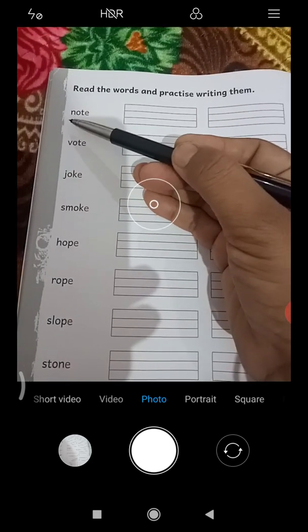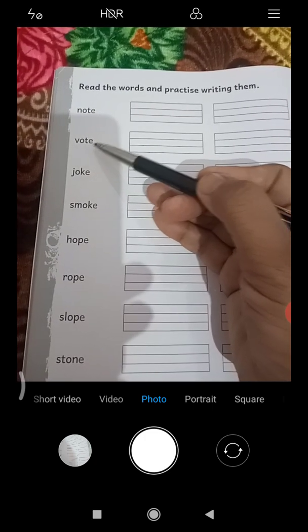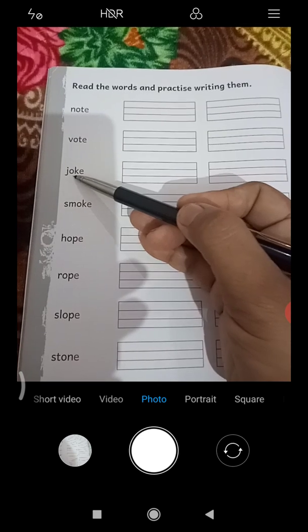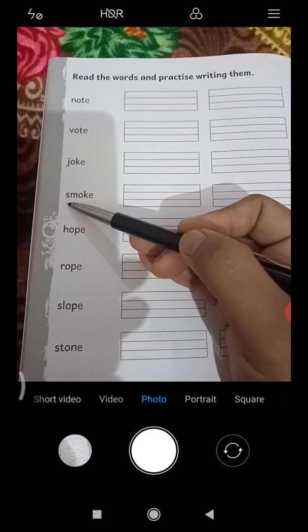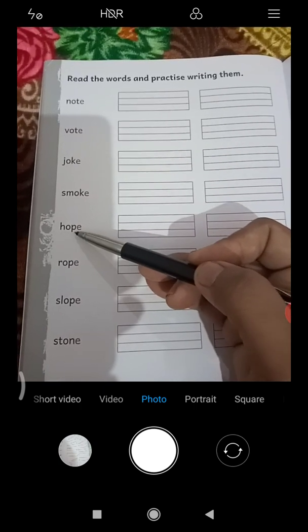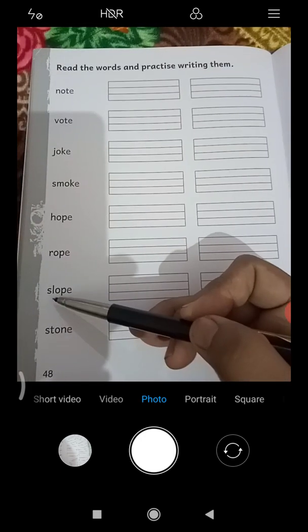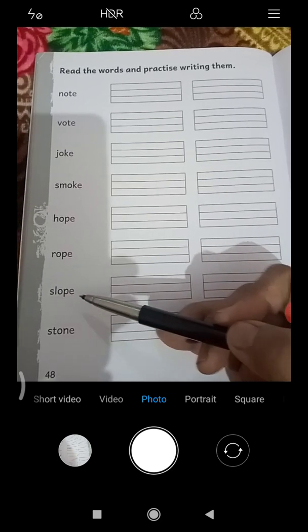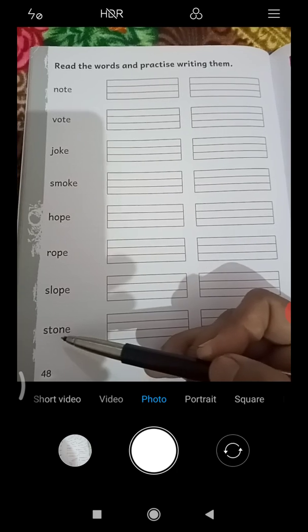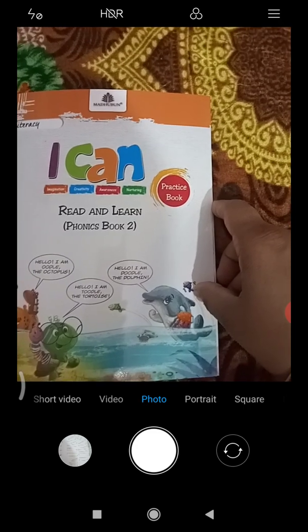Students, read after me. N-O-T-E, note. V-O-T-E, vote. J-O-K-E, joke. S-M-O-K-E, smoke. H-O-P-E, hope. R-O-P-E, rope. S-L-O-P-E, slope. S-T-O-N-E, stone. Now students, sit in a circle with your family and discuss the things you have done since morning.